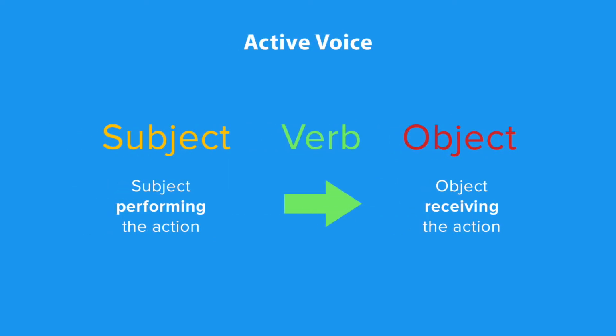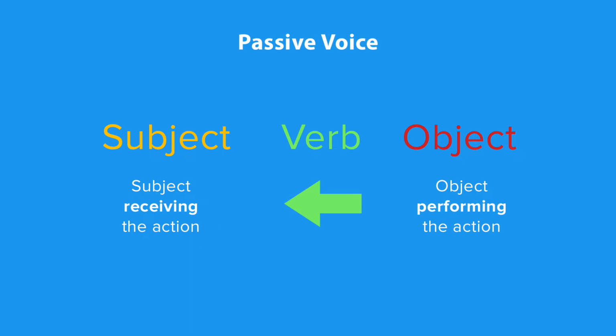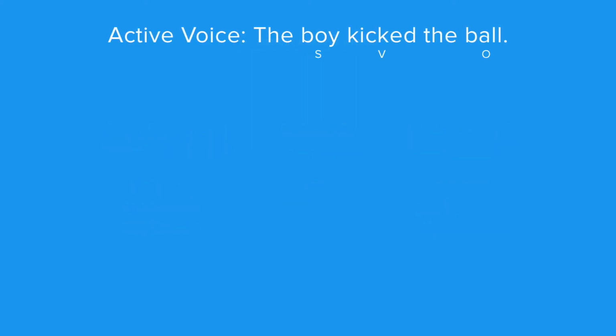Now let's look at the same sentence, but in the passive voice. In a passive sentence, the word order is reversed so that the subject is receiving the action and the object is performing it. I've still got our sentence in active voice written at the top of the screen so we can compare it as we go along.